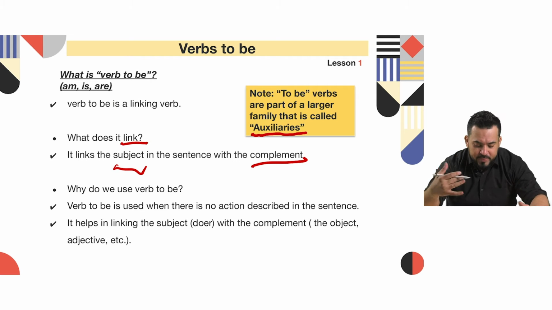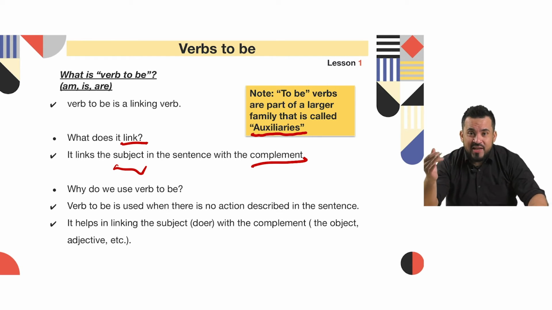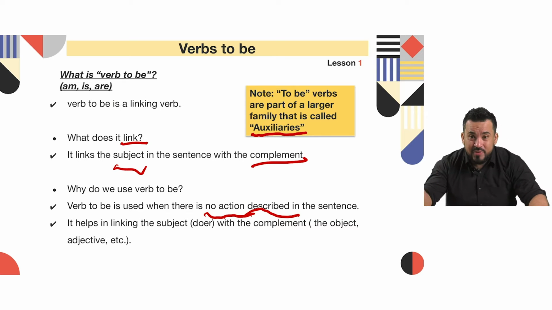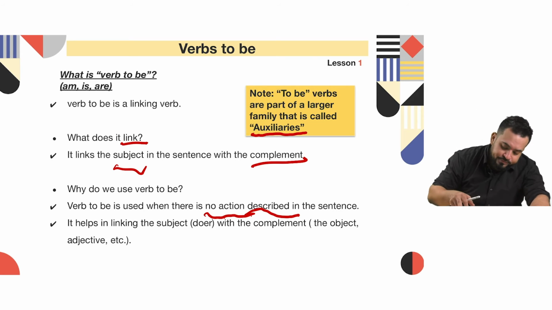We use the verb to be when there is no action described in the sentence. When there is no action described in the sentence, we use the verb to be. It helps in linking the subject, the doer, to the complement. The complement here could be the object, it could be an adjective, or others.